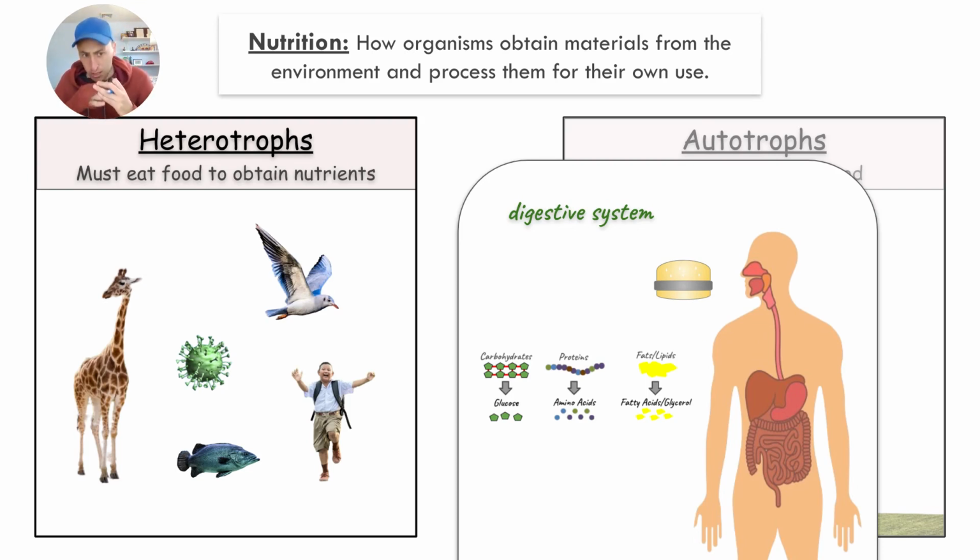Let's say you eat a hamburger, and that contains carbohydrates, proteins, and fats/lipids. Your digestive system will break it down into glucose, amino acids, and fatty acids. Then your cells use those glucose, amino acids, and fatty acids to make your own carbs, proteins, and fats. So heterotrophs like us, also fish and some bacteria, eat food to obtain nutrients for their cells. That's called a heterotroph.